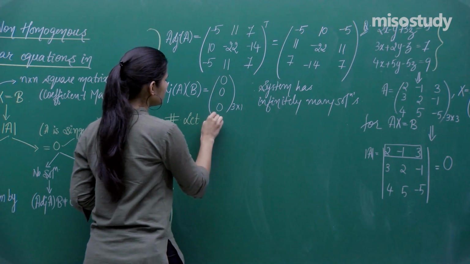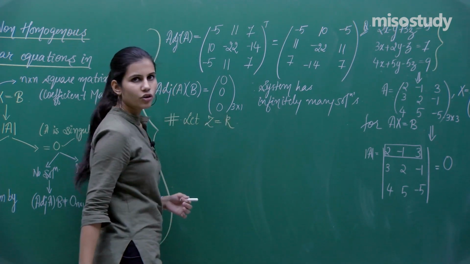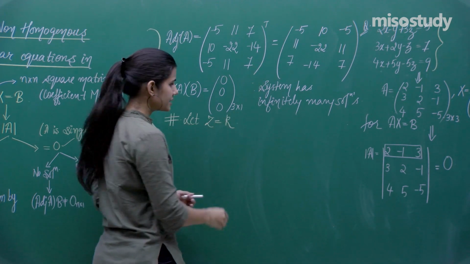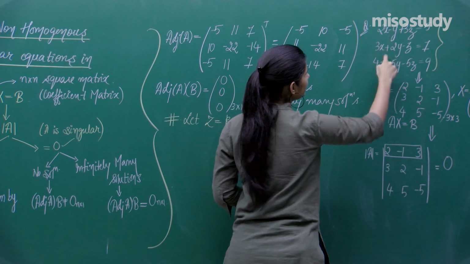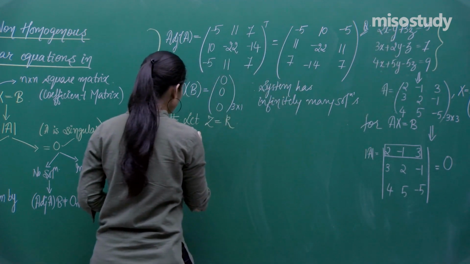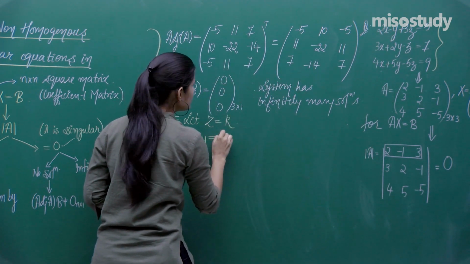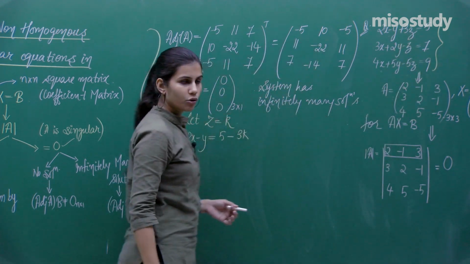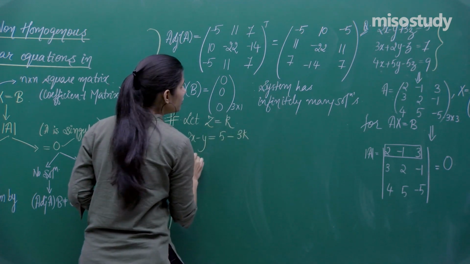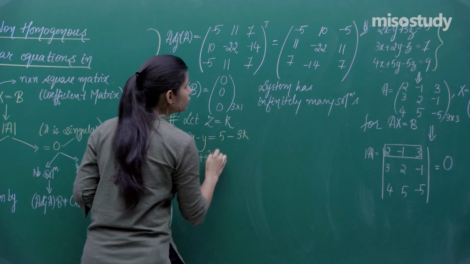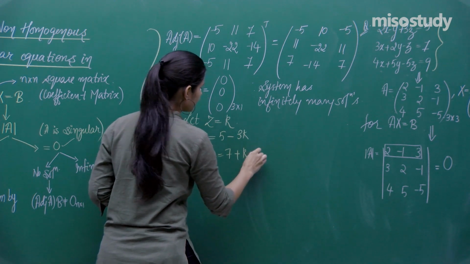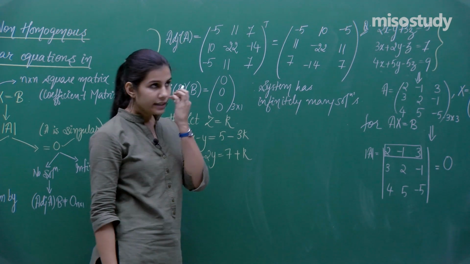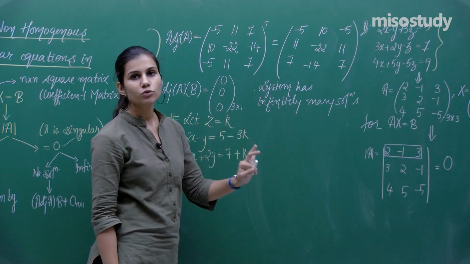Out of the 3 variables that you have, take any one variable as a constant k. Now your system is going to be just involving 2 variables x and y. Out of the system of 3 equations, just pick up any 2 equations. You have 2x minus y equals 5 minus 3k, because I have replaced z by k. And the next equation I am picking up is 3x plus 2y equals 7 plus k. Out of the 3 unknowns, replace one unknown by k, take it to the right hand side so that you have just 2 variables x and y.